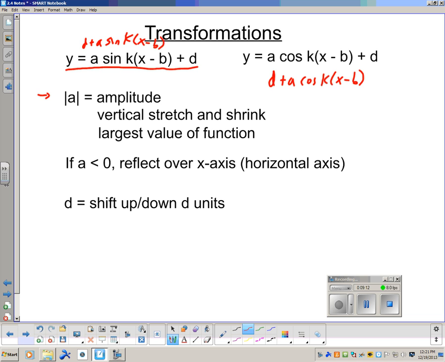The ones that we're focusing on today are the a and the d portion. The a is your amplitude. If there's nothing there, it's considered a 1. Like the ones we just graphed out, we graphed out 1 sine t, or just sine t, so our amplitude happened to be 1. That will also determine how we're going to vertically stretch or shrink it. It's also typically the largest value of the function. If a is less than 0, it's going to reflect over the x-axis, the horizontal axis, so we'll just flip it over. And then d is going to shift it up or down d units. We'll graph some of those out, and that will happen for the sine graph as well as the cosine graph, the same formulas for that.